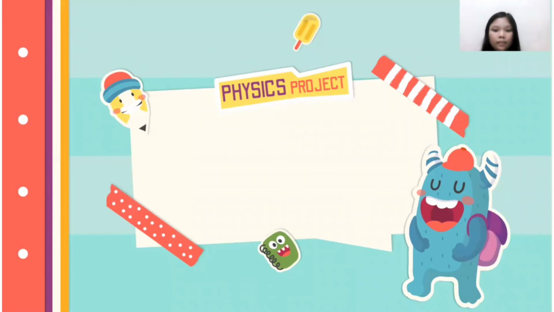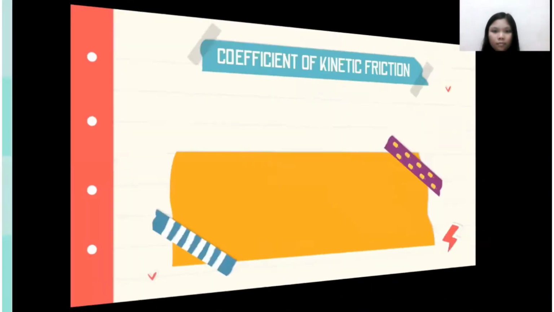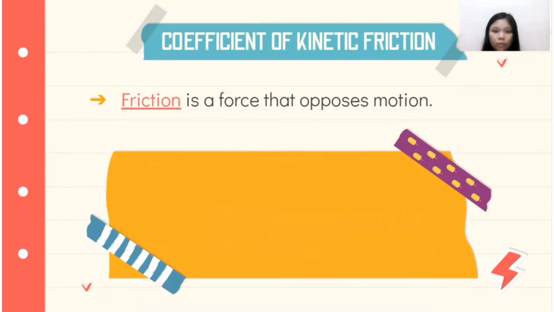Today I'll be discussing the coefficient of kinetic friction. First, we need to know what friction is. Friction is a force that opposes motion. Friction always slows down a moving object.